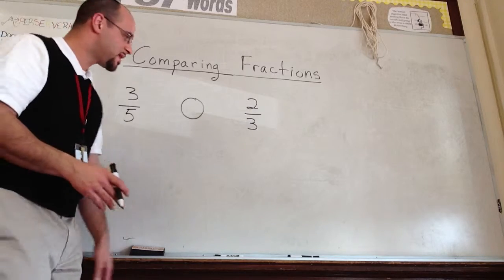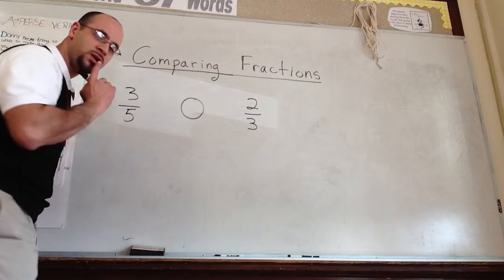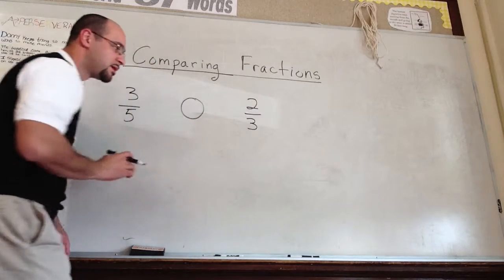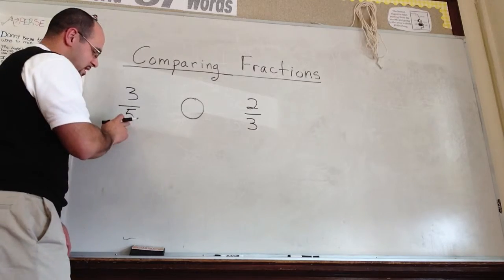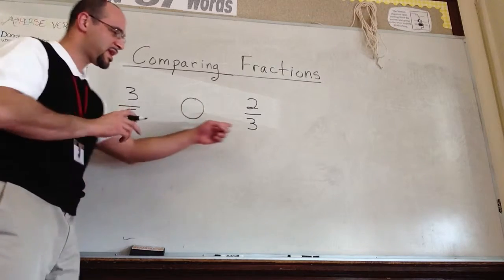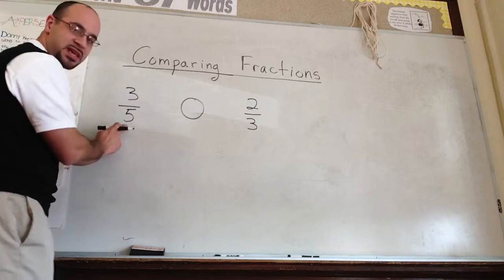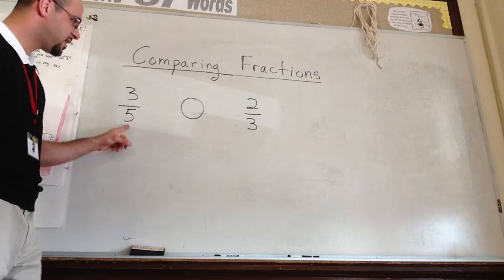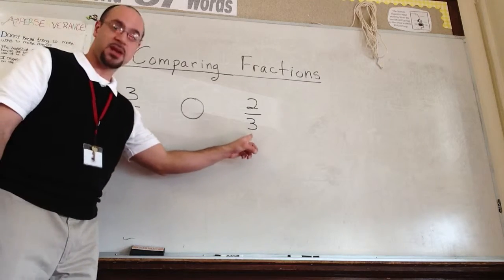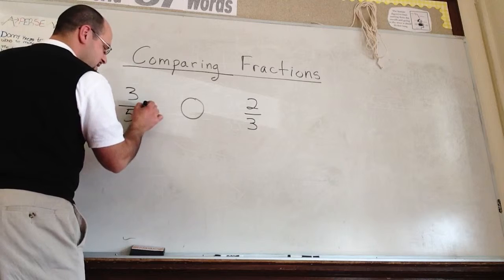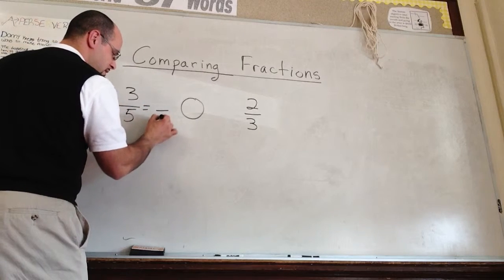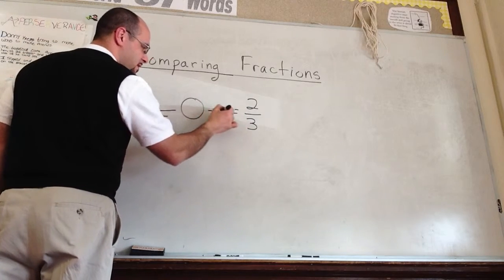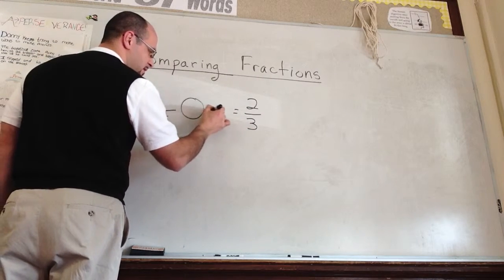So how I do that is I say, what's the number that both of these denominators can go into? Can they both go into 5? Well, 3 can't go into 5. Can they both go into 10? 5 can go into 10, but 3 can't go into 10 equally. Can they both go into 15? 5 can go into 15. 3 can go into 15. So I'm going to change these fractions. Okay, I have 15 now in this denominator, and I have 15 in this denominator.